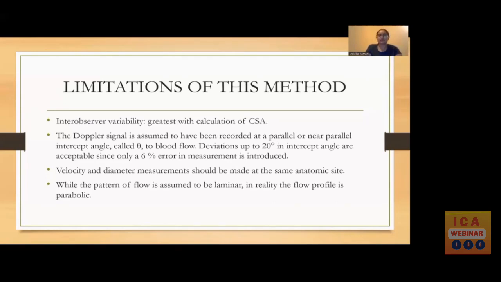Also, you want to see the velocity and the diameter measurements. They have to be made at the same anatomical sites. Any discrepancies there will grossly result in over or underestimation, depending upon how close or far away from the aortic valve you are. And also, we assume that the pattern of flow is laminar, but in reality, the flow profile is quite parabolic in nature. Clinically, however, how significant that is has not yet been determined.